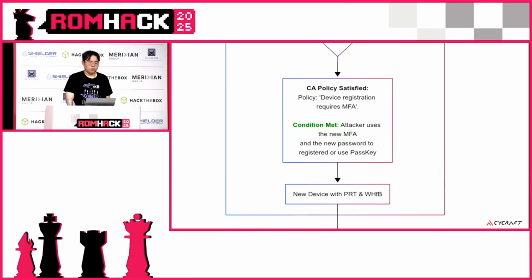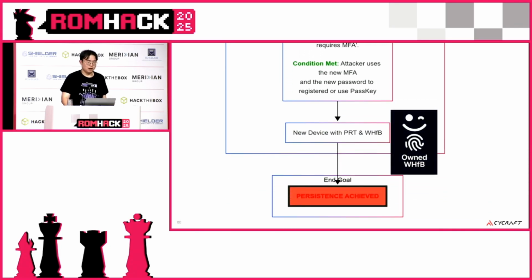And then we can upgrade our fake device to a Windows Hello for Business device because we have TOTP, our own MFA. So we can persist in Entra ID.